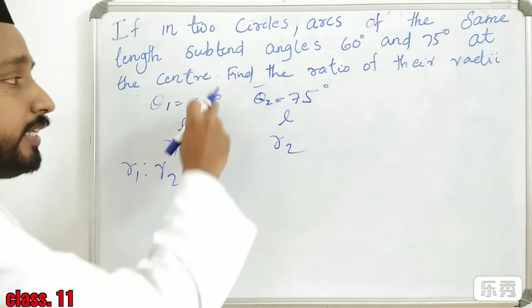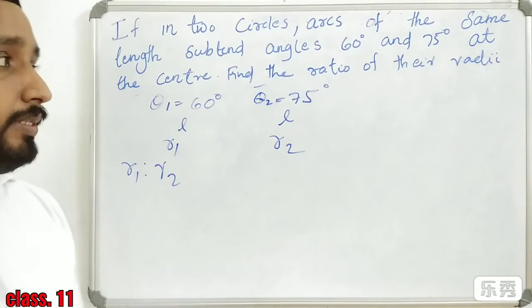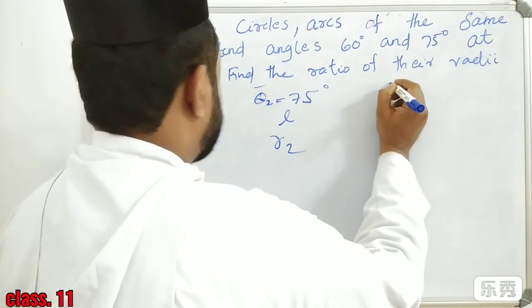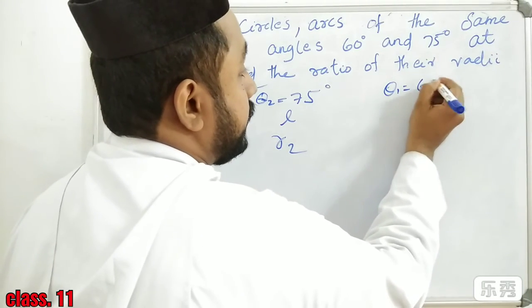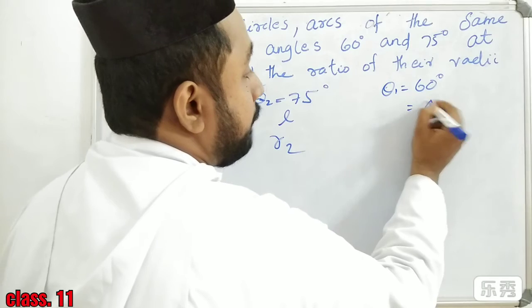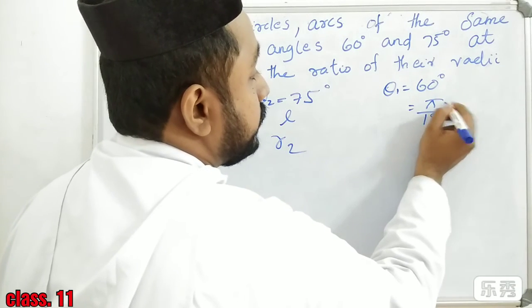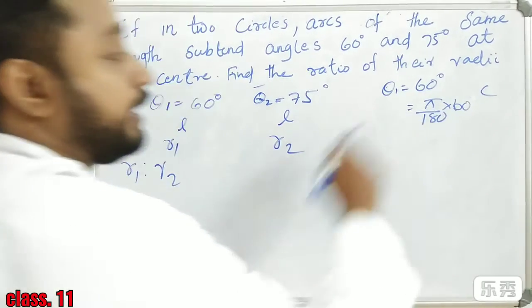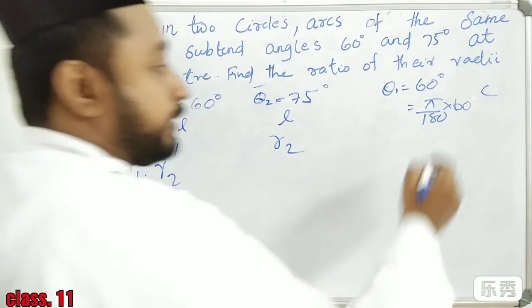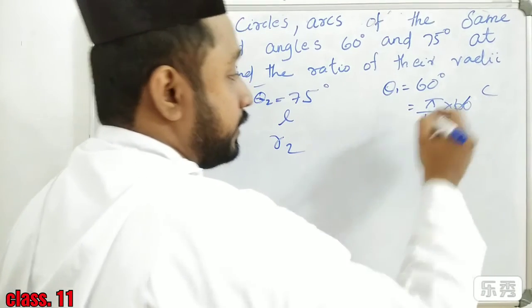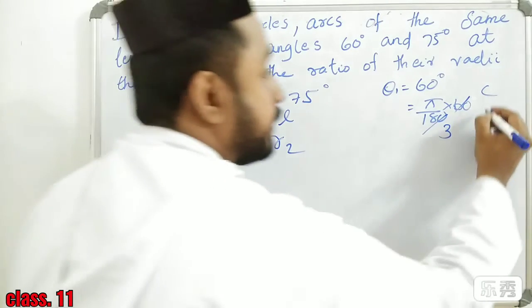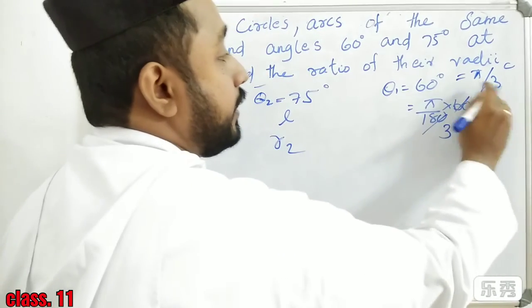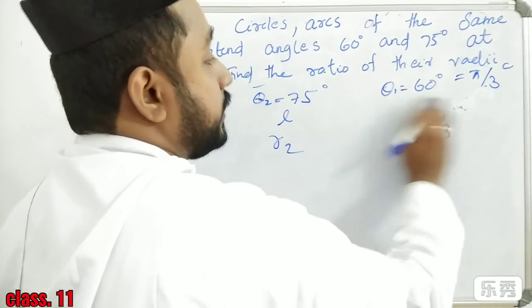So we have to change these degrees into radian measure. Theta 1 is equal to 60 degrees, which is equal to pi by 180 into 60 radian. We can cut this and get pi by 3 radian. So 60 degrees is equal to pi by 3 radian.